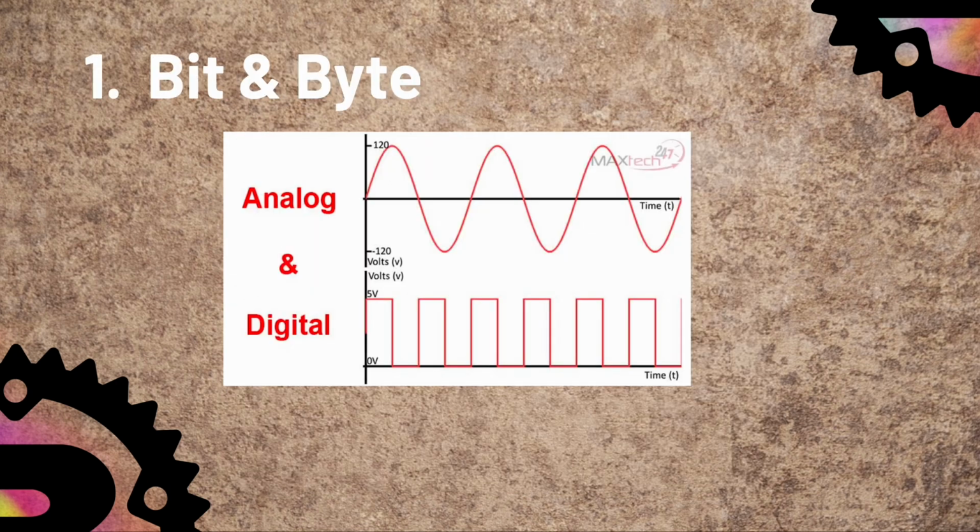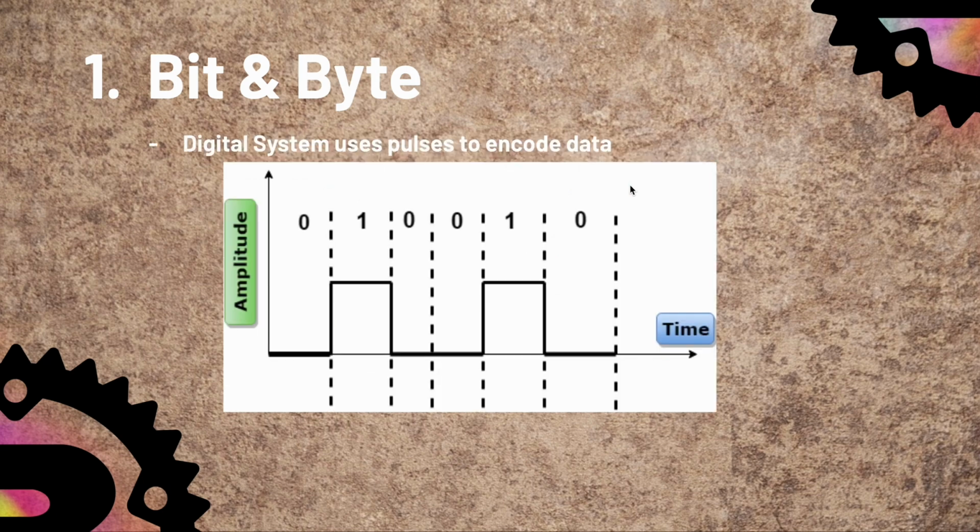Before knowing what bits and bytes are, I want you to know this. Electronic systems fall into two categories: the analog system and the digital system. The analog system uses the current, the wave, to represent data, and the digital system uses pulses to encode data. So the communication between two systems uses a stream of zeros and ones like this.